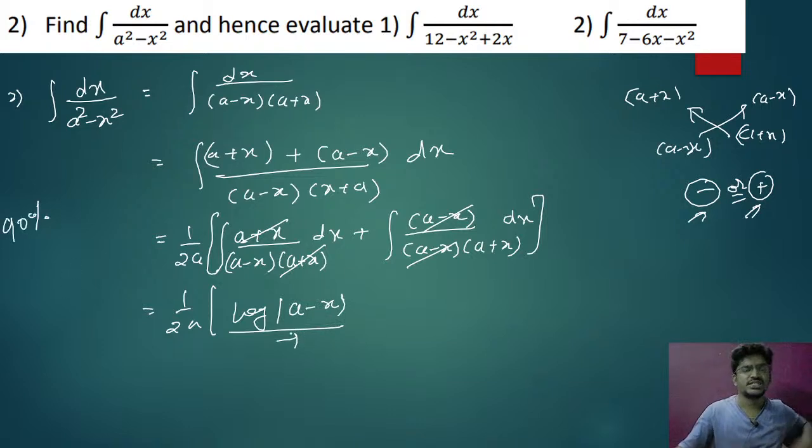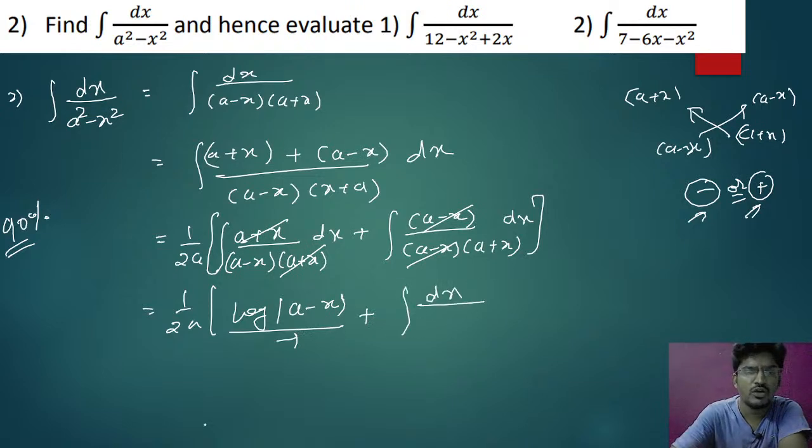90% of students forget to write this minus 1 here. Please remember, the x coefficient has to be written in divided form. This x coefficient has to be divided by minus 1. 90% of students will forget and they will get the wrong answer. So don't forget this coefficient of x has to be written in divided form, because in integration, whatever the x coefficient is, that will be divided. Okay. So take this plus integration of dx divided by, it will be what? Log of mod of a plus x.